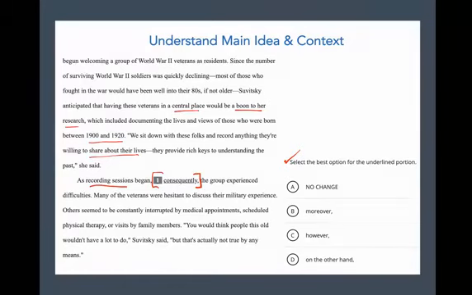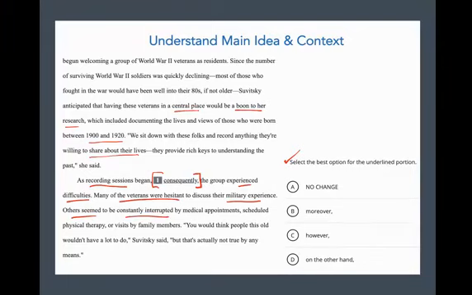As the recording sessions begin, the group experienced difficulties. And many of the veterans were hesitant to discuss their experience. Others seemed to be constantly interrupted. You would think old people wouldn't have a lot to do, but that's actually not true by any means. So they were hesitant to share, or they were busy and had other obligations. So this first paragraph and a couple of sentences seem to focus on how interviewing or speaking with these veterans, all in one place, would be a boon or a positive to the research.